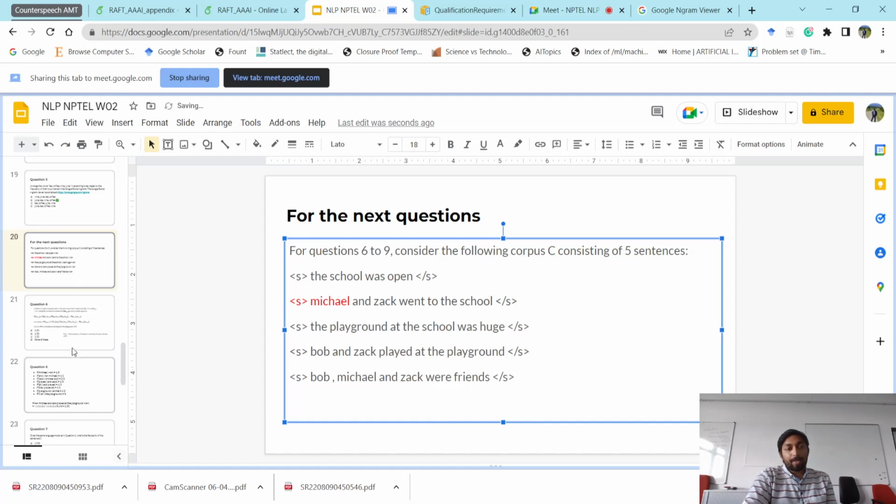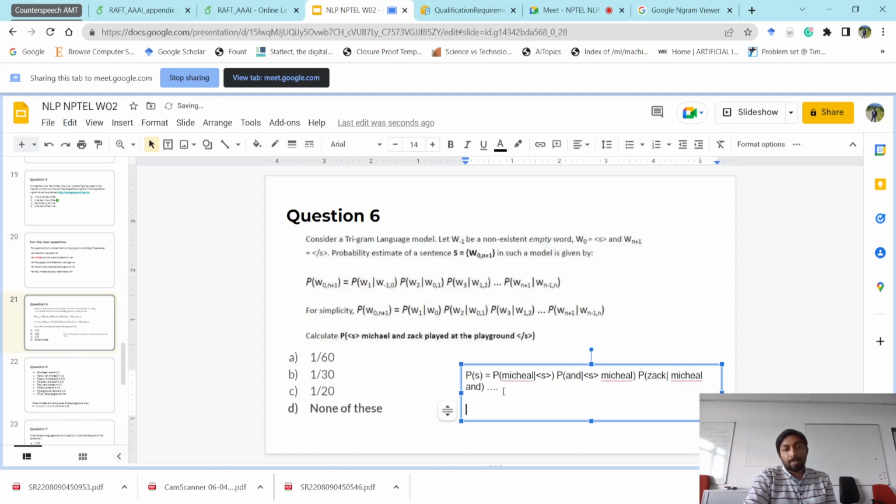Let me write it. I'm showing it for one, but the others will be similar. There is only one token for S comma Michael, so this will be the frequency. And we have only one token for S, Michael and then, equal to 1. So the probability will be 1 by 1.